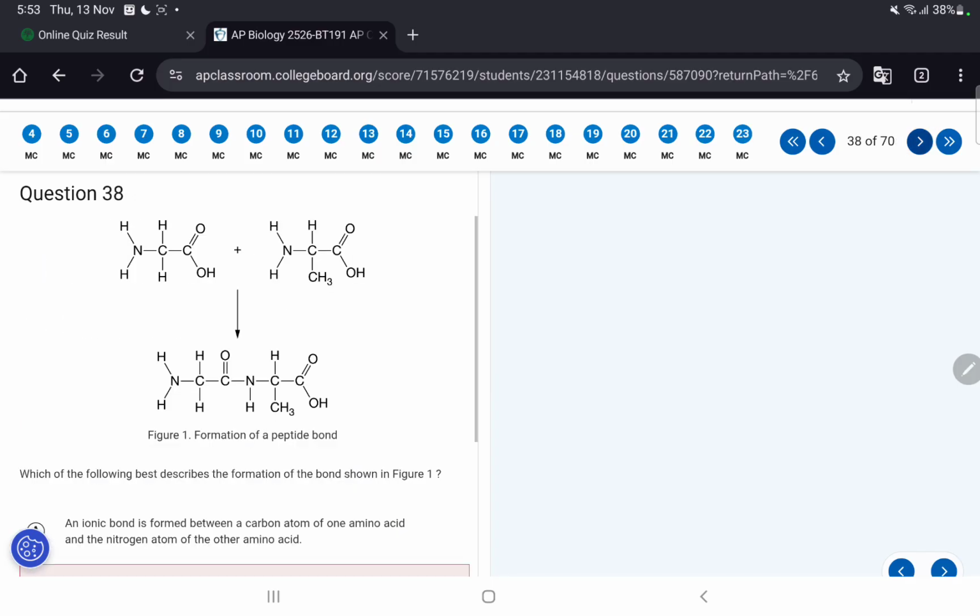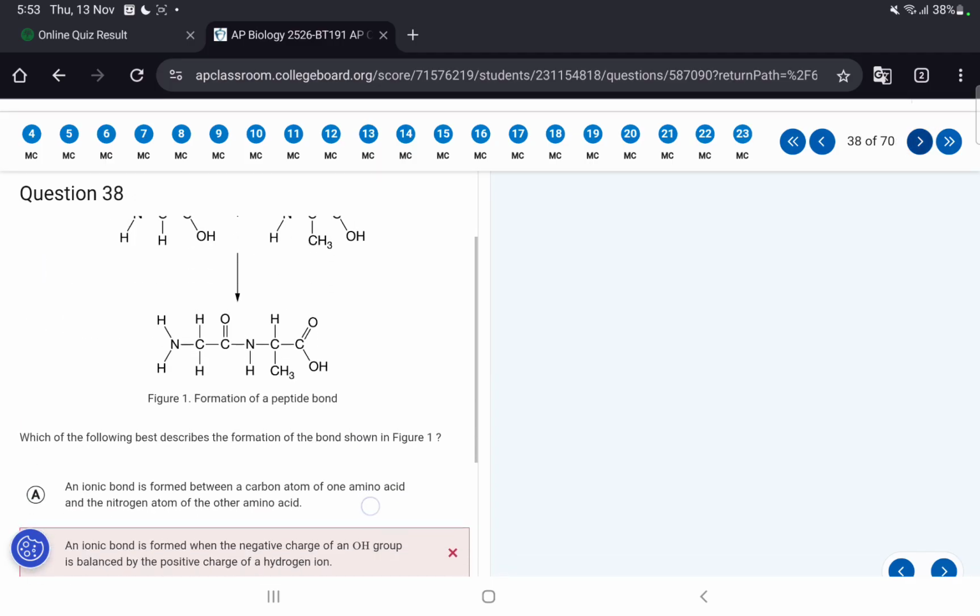Number 38, for the love of God, just enough. Which of the following best describes the formation of the bond shown in figure 1?